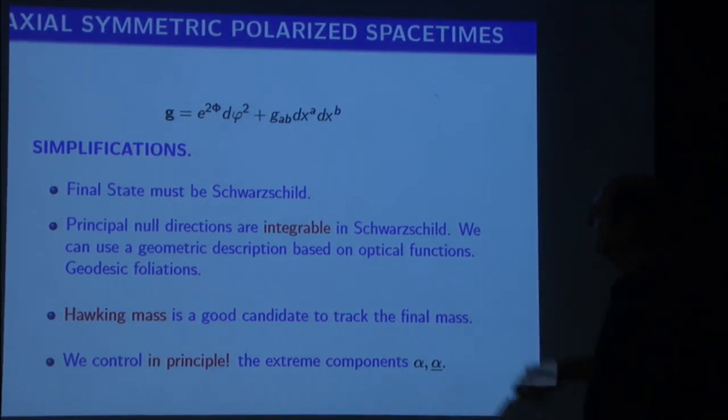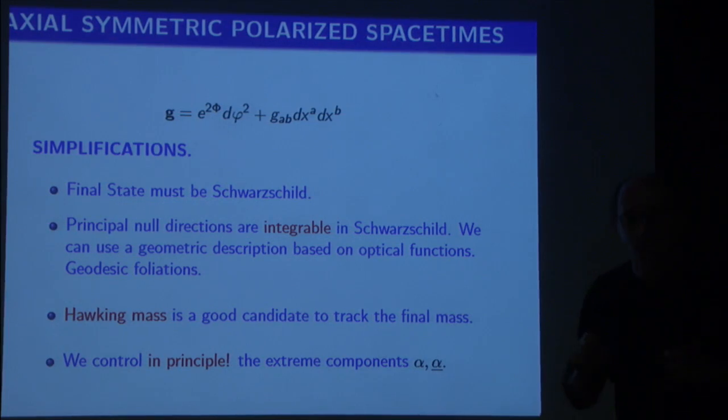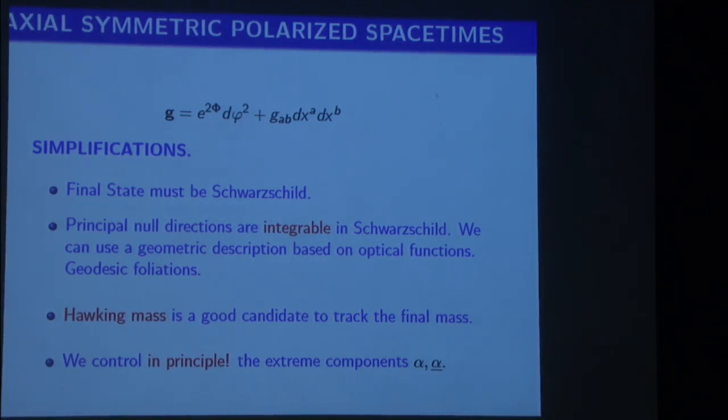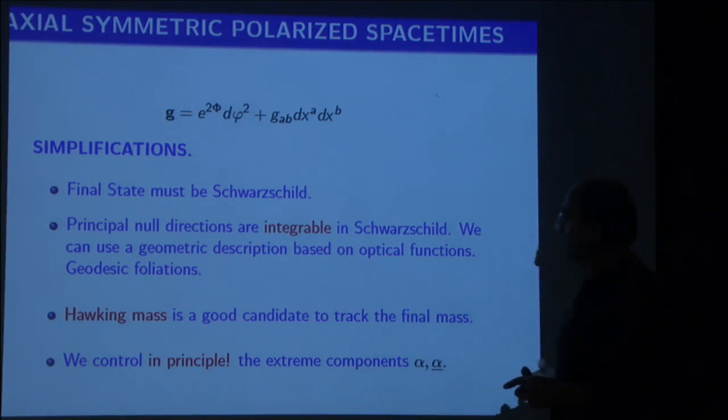All right, so what are the simplifications? The main simplification of this ansatz is that the final state must be Schwarzschild. So you understand, I'm not looking at the most general perturbation. In fact, the most general perturbation will take Schwarzschild into a Kerr with small a. And therefore, if you really want to understand the full stability problem, you have to understand what happens for all Kerr solutions, at least for small a. So the final state has to be Schwarzschild.